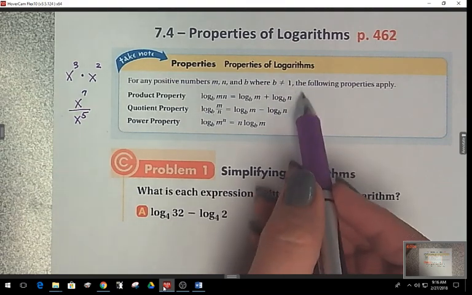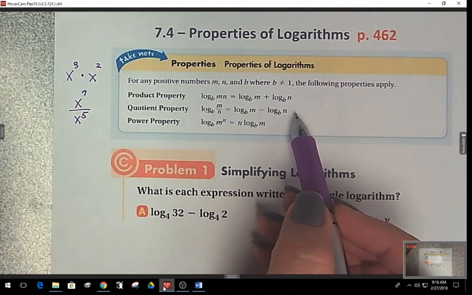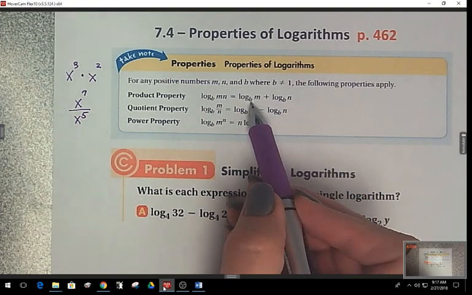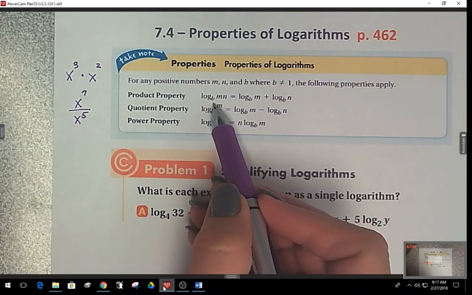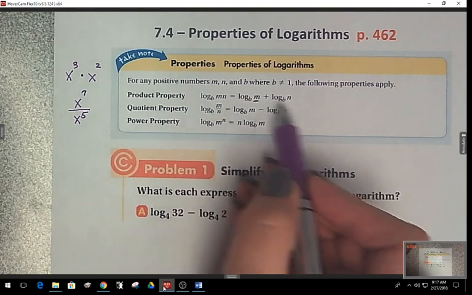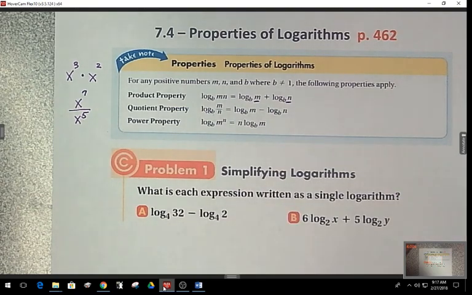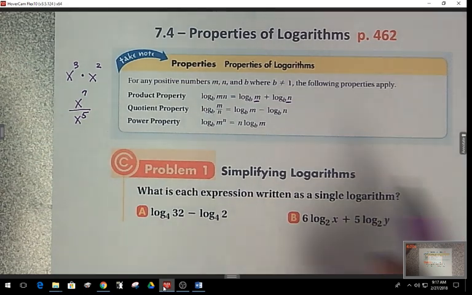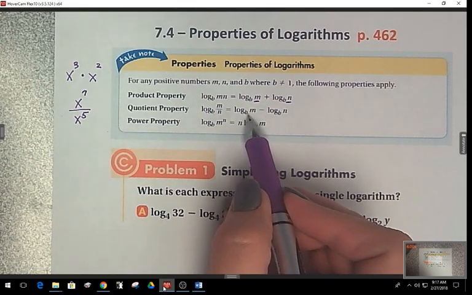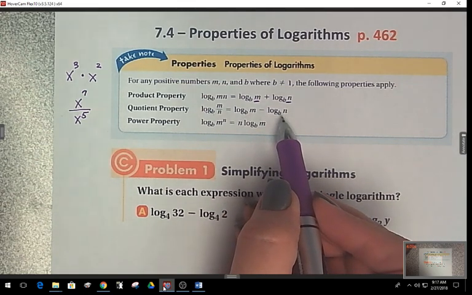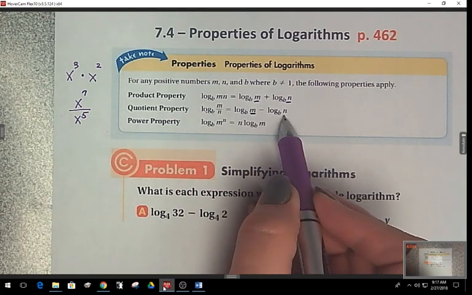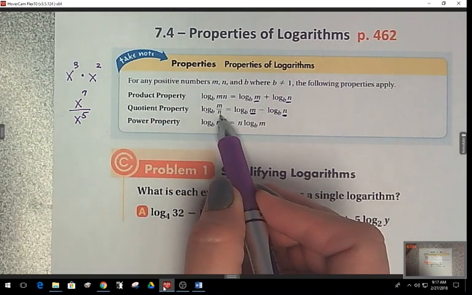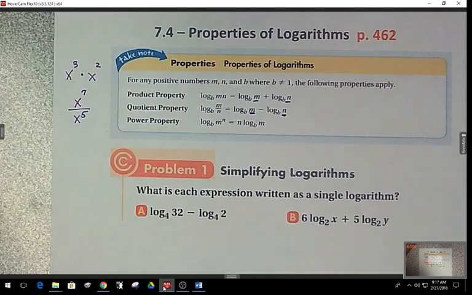Now, both of these properties can be used in both directions, meaning if I have 2 separate logarithms with the same base that are added together, I can put them back together as a single logarithm by multiplying these 2 things together. If I have 2 separate logarithms that have the same base and it's a subtraction problem, you can put it back together by doing the first one over the second one. Okay, put it back together as a division problem.